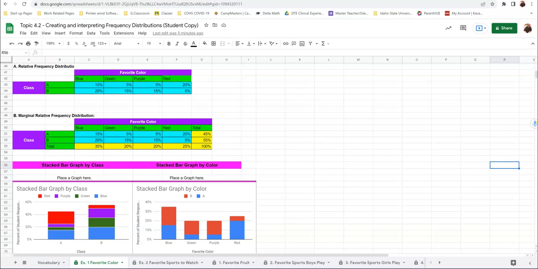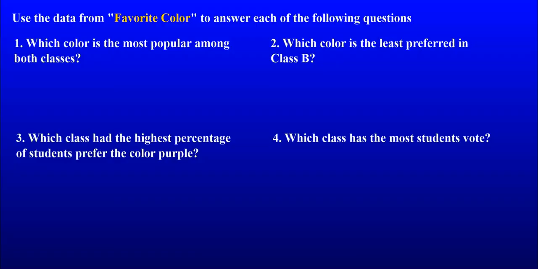So in this first one, it asked us what is the most popular color for both classes. So that means we're going to look down here at the total across the bottom. And if we look at our totals across the bottom, blue is 35, green is 20, purple is 20, and red is 25. So our most popular among both classes is blue. So the answer to that question is blue.